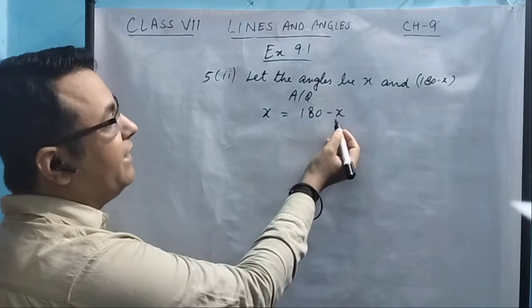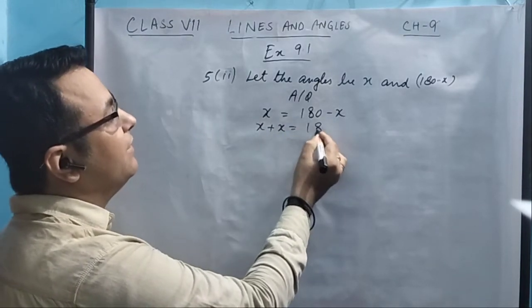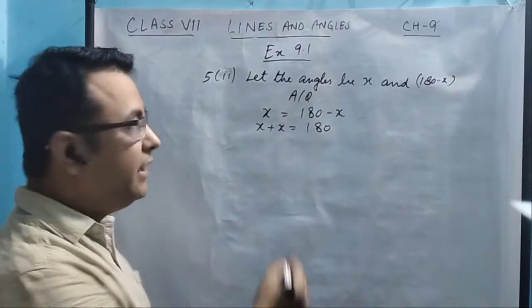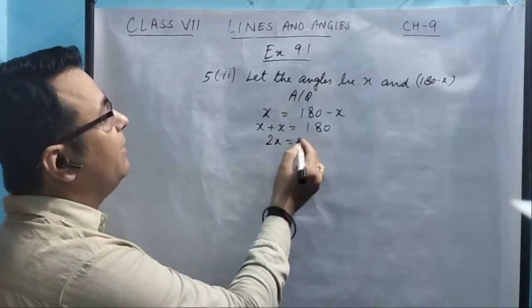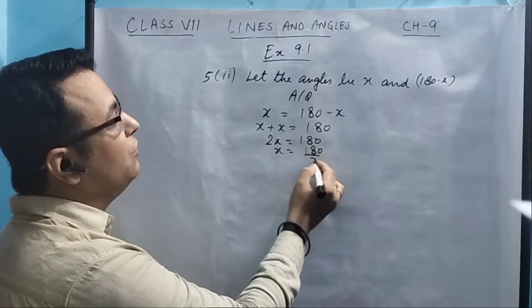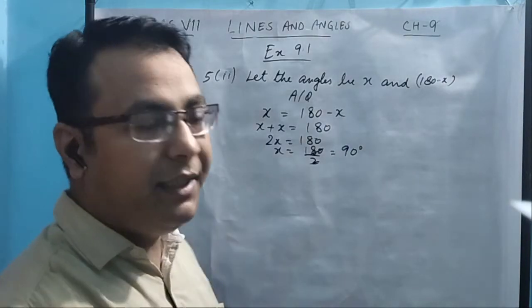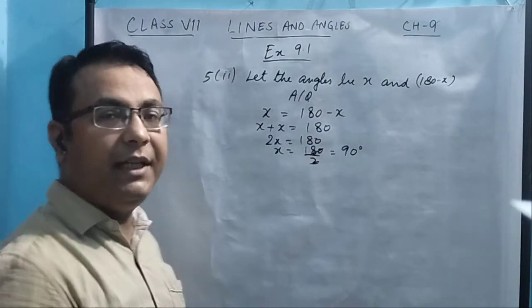Let us solve it. Bring this minus x on the opposite side. It will become plus x. So x plus x is equal to 180. From here 2x will be equal to 180 and x will be equal to 180 upon 2, which is 90 degree. So our answer will be 90 degree. Required angle will be 90 degree.